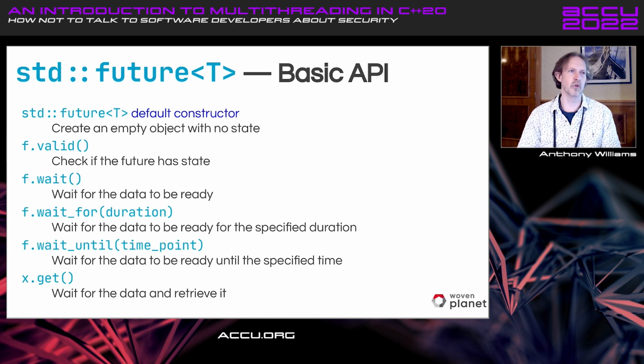So wait for and wait until return a status that says whether it was actually ready or not. And then obviously we can call get, which will wait for the data and retrieve it. Obviously, if you already called wait or one of the wait for or wait until and it said the data is ready, then get will return immediately. If the data wasn't already ready, then it will wait first and then return you the value.